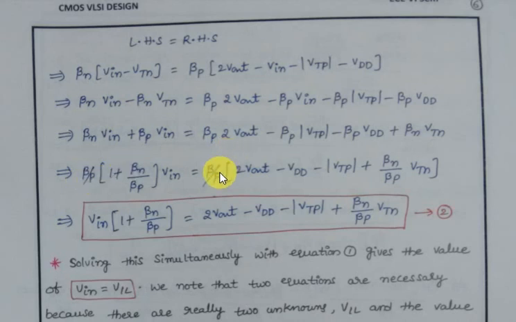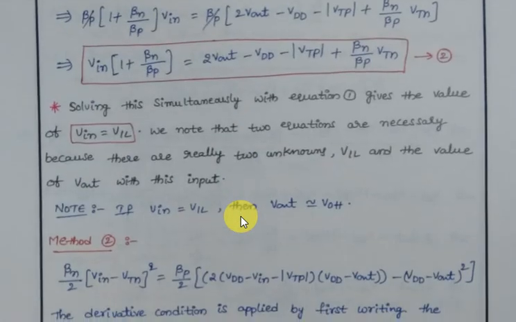And lastly here you just make beta p common, here beta p and here beta p, so that you'll be getting an equation like 1 plus beta n by beta p times Vin, and the whole equation will be in the form of Vin into 1 plus beta n by beta p, equals 2 Vout. This is the second equation, the total second equation.